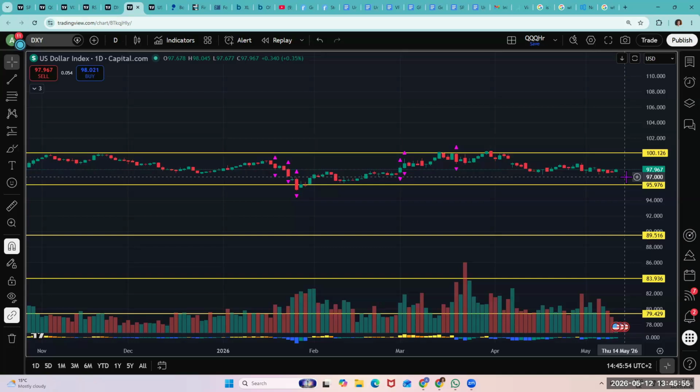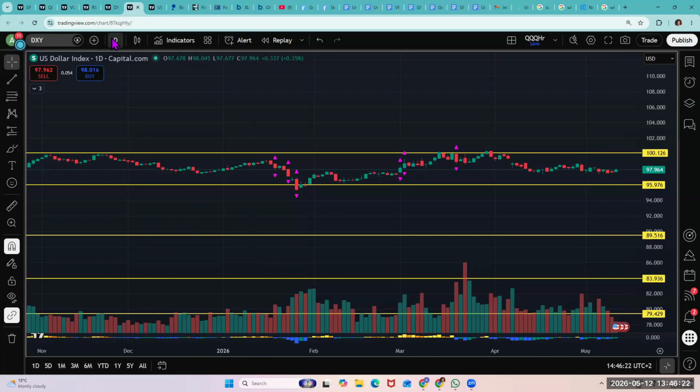So Scott Bessent, one of his avowed aims is to keep the value of the dollar weak, in inverted commas. He really doesn't want to see a strong dollar. So that's what I suggest you do.